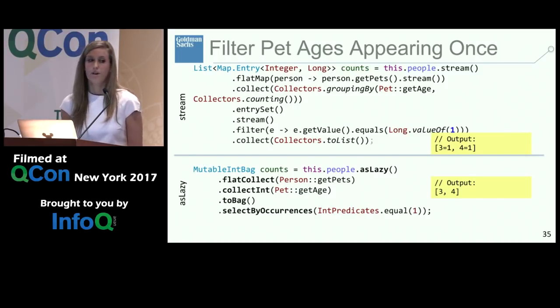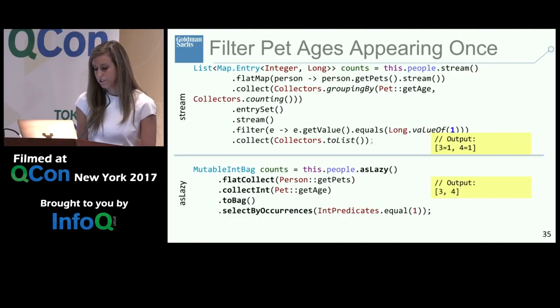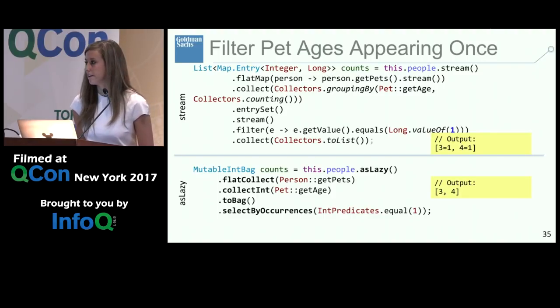We call toBag. We call selectByOccurrences, which is our way of saying, tell me the occurrences that are equal to 1. So we get the same output, 3 and 4, and we end up with a primitive collection instead.